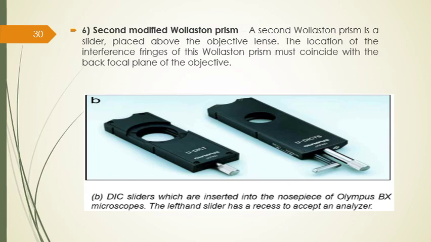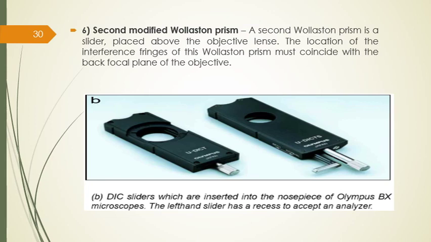This is a modified prism placed above the objective lens. The location of the interference fringes of this Wollaston prism must coincide with the back focal plane of the objective. The back focal plane of the middle and the high power objective is inside the objective basically.